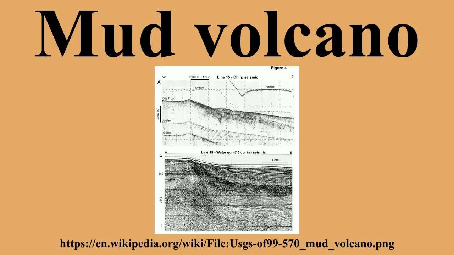There are 2 active mud volcanoes in South Taiwan and several inactive ones. The Wushan mud volcanoes are in the Yanchao district of Kaohsiung City. There are active mud volcanoes in Wandon Township of Pingtung County.